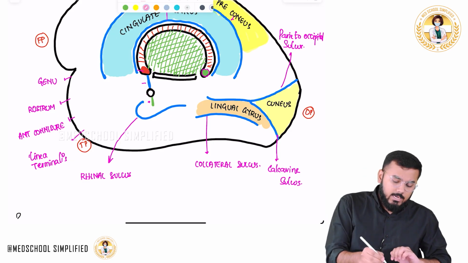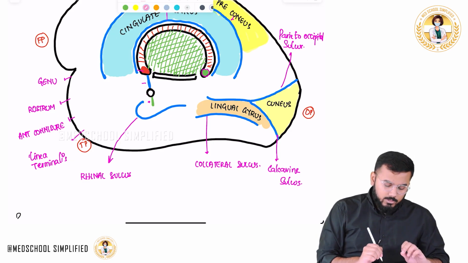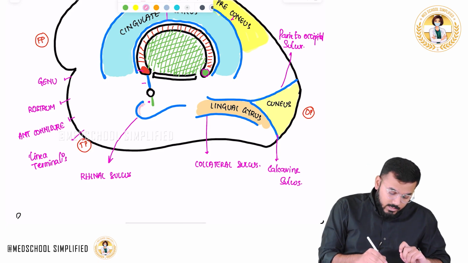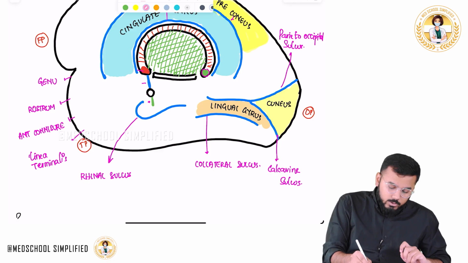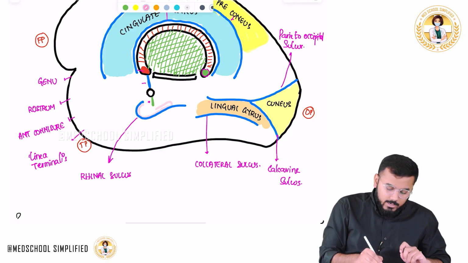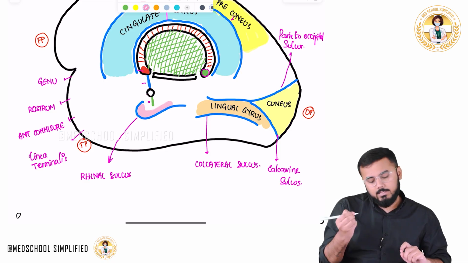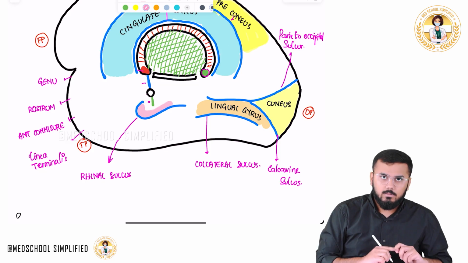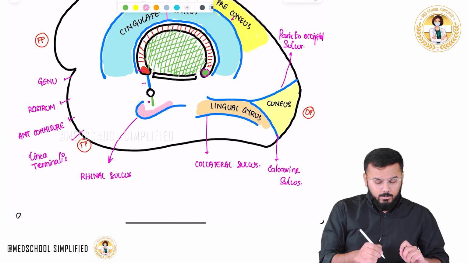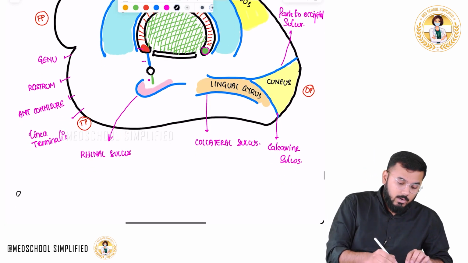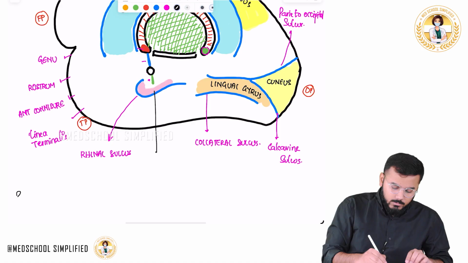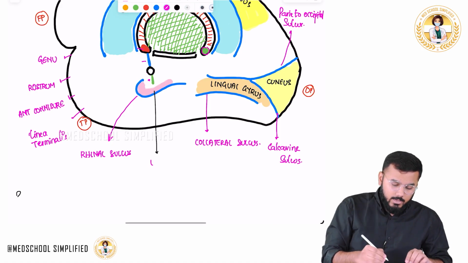Next, there is another important gyrus over here. As I have already told you, this is the rhinal sulcus, right? Now enclosed within the rhinal sulcus over here, you have got another gyrus like this. So this is the gyrus which is enclosed within your rhinal sulcus. Okay. This gyrus over here is called your uncus, right?